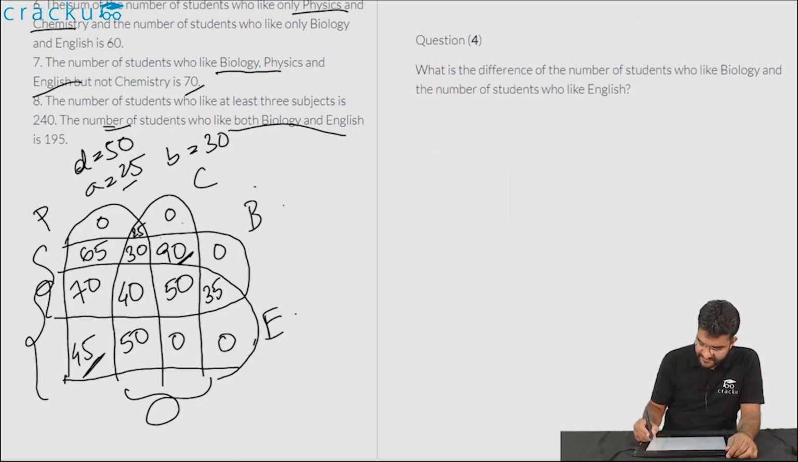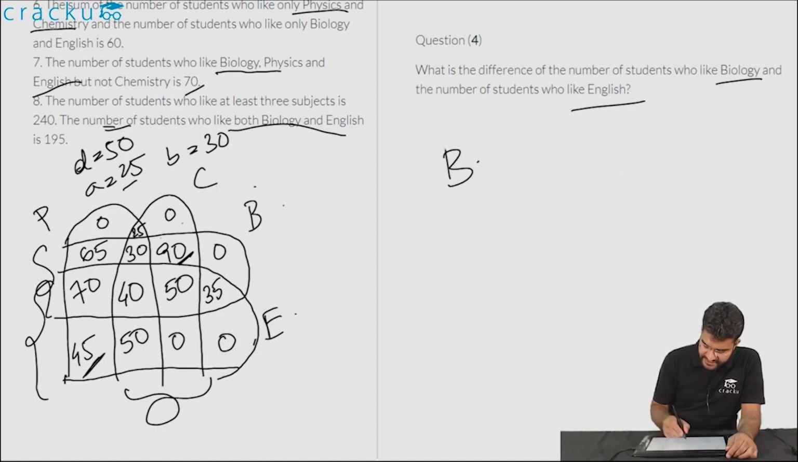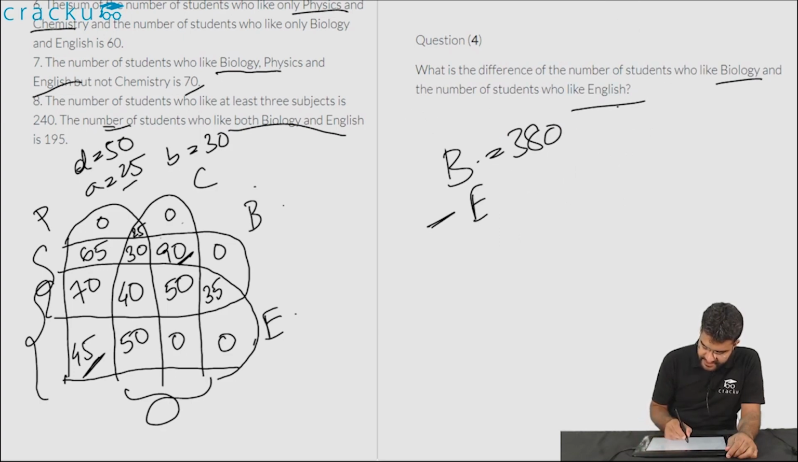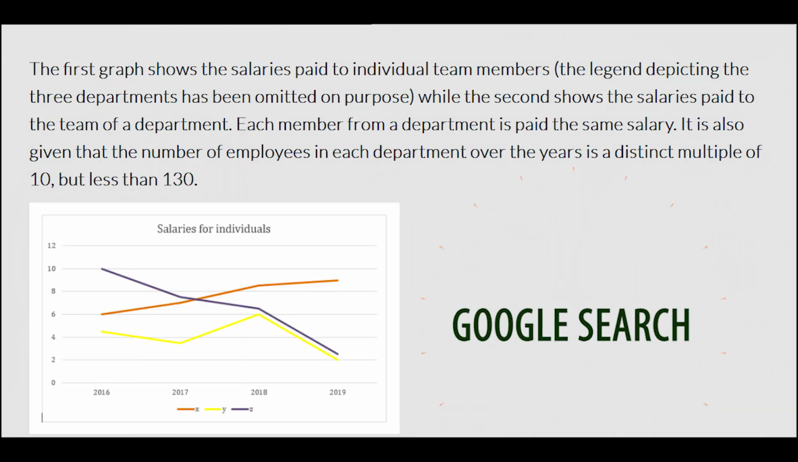Now let us look at the final question. What is the difference of the number of students who like biology and the number of students who like English? We have calculated that the number of students who like biology is 380. So that is 380 minus the number of students who like English. This also we calculated earlier. English is 290. So the required difference will be 380 minus 290, which is equal to 90. So the answer in this case is 90.